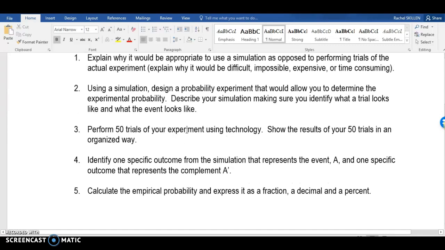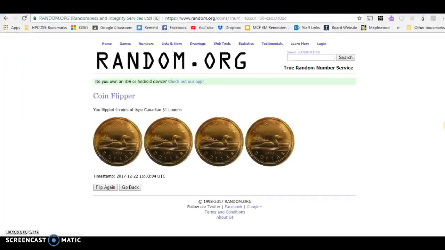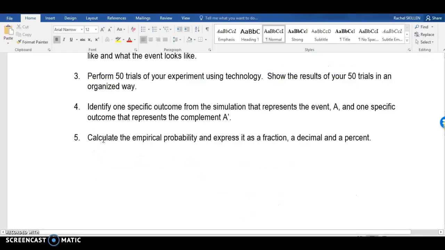Perform 50 trials, and then identify one specific outcome from the simulation that represents A. In that case, you can just do a little screenshot. So I could do a screenshot here to show this is an example of A prime, and then one of my examples where it did happen would be an example of the event A. And then finally, you calculate the empirical probability and express it as a fraction, a decimal, and a percent.